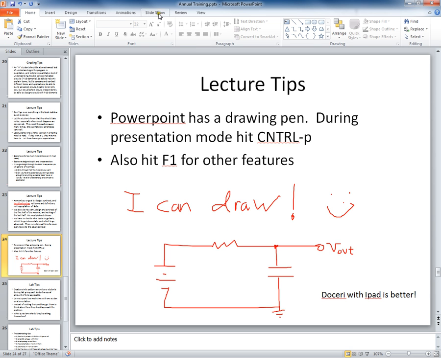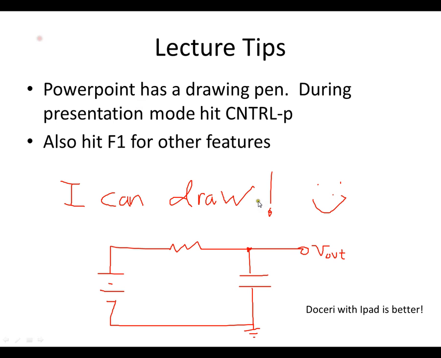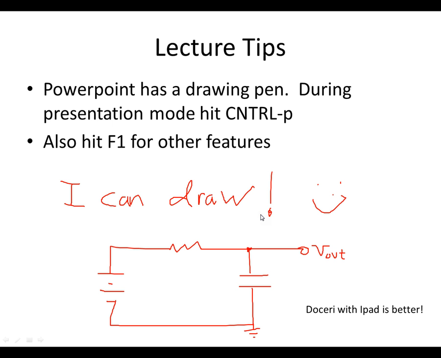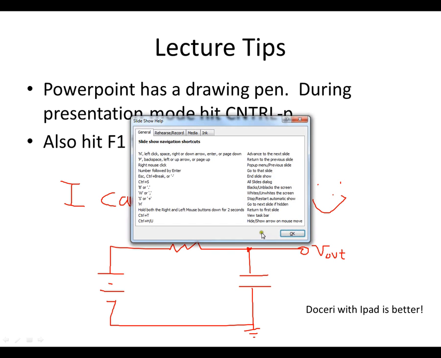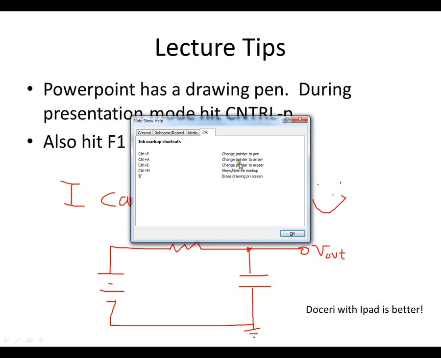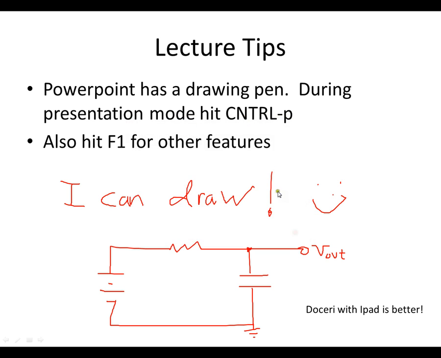For example, I could do a slideshow right now, and if I hit W, the screen goes white. If I hit W again, it comes back. I think if I hit erase, and if you hit F1, there's a bunch of tips on what you can do. Ink, pointer, media, different things. Okay?